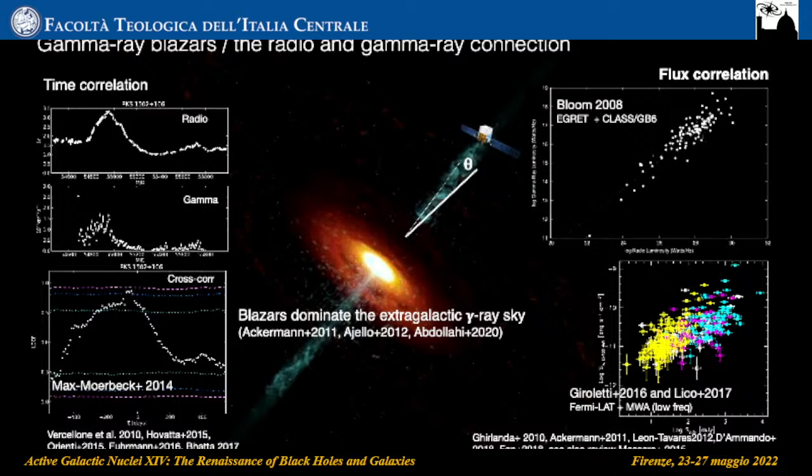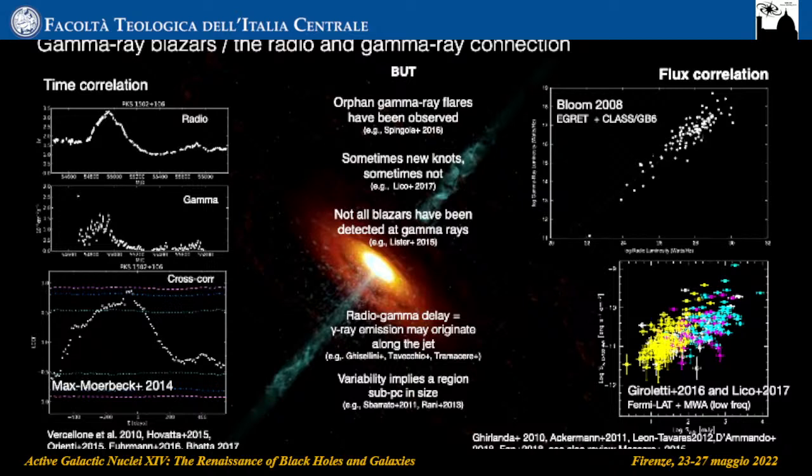At the same time, there is a correlated variability between the radio and the gamma rays, and this is shown on the left. So we see when we observe a gamma ray flare, there is often a radio counterpart of it. So it seems very natural to think that there must be some common emission mechanism, or at least the underlying emission mechanisms must be connected. However, it's not that easy, because very often, actually, there are orphan gamma ray flares, so we do not see any radio counterpart for it.